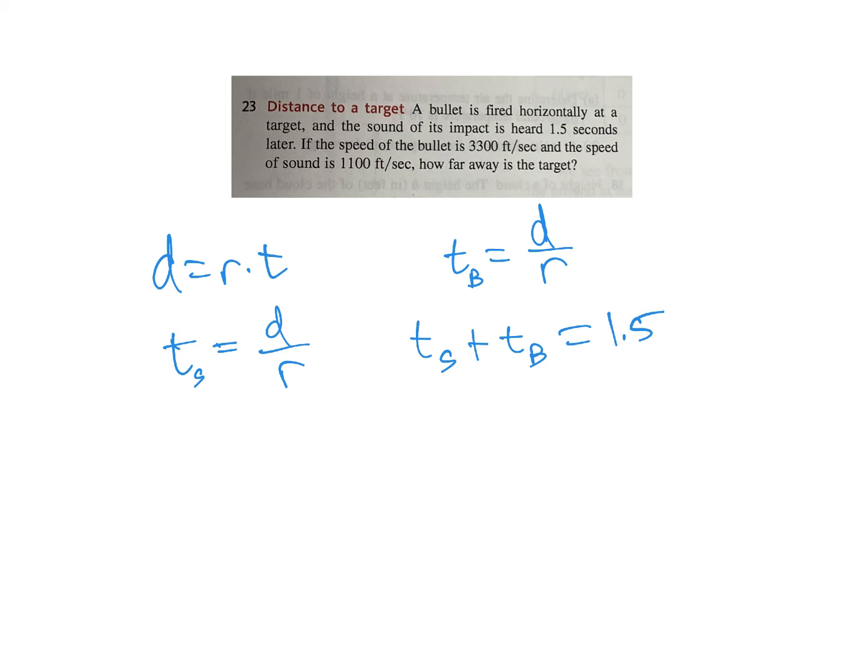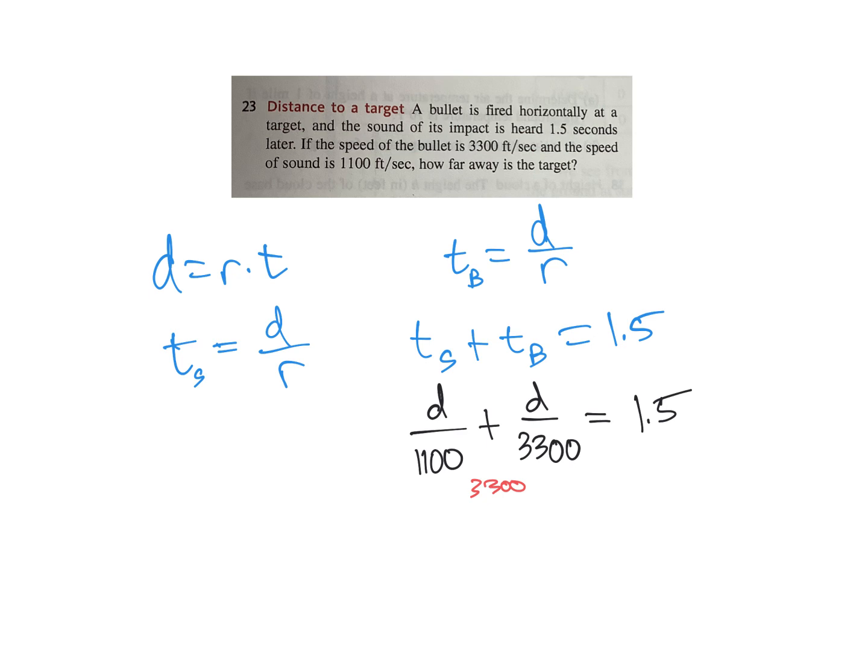All right, so what do we have? For the sound, it's 1,100 feet per second. We don't know the distance. So let's just say the distance is x here. I'll just leave it as d. All over 1,100 feet per second. And the distance of the bullet, that's the same distance, so they don't need to be different variables. But the rate's different. It's 3,300 feet per second. Altogether, that's 1.5.